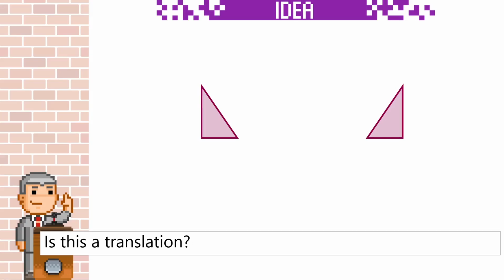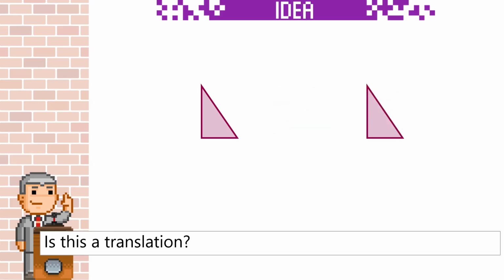Today we're translating shapes. Is this a translation? Well, no. For a translation, the shape needs to have three things the same. It needs to be the same shape, it needs to be the same size, and it needs to be the same way up. What about this one?